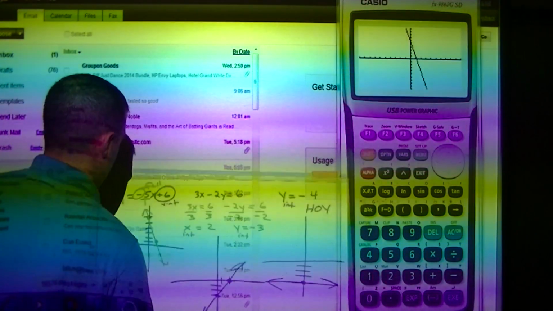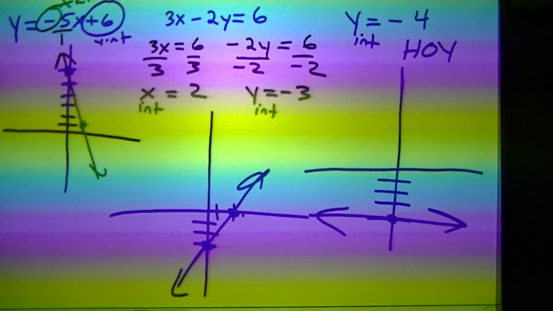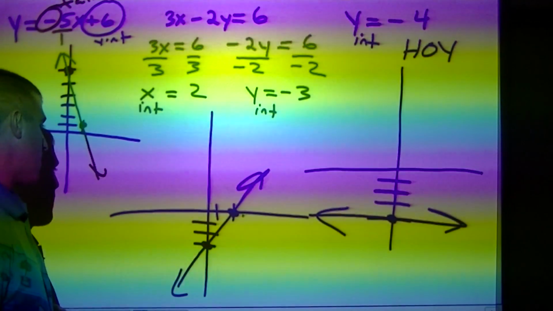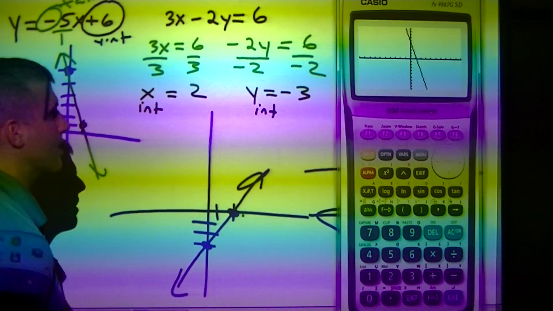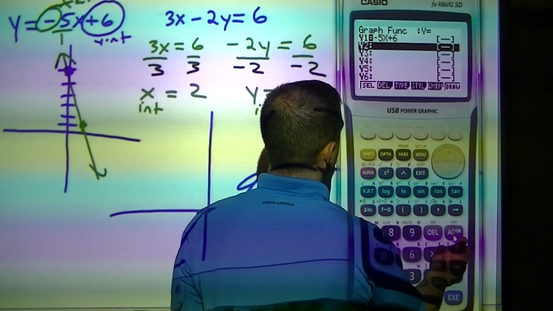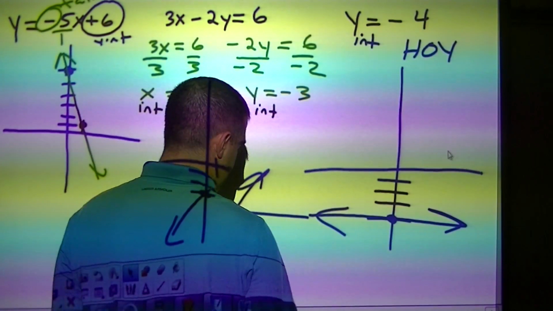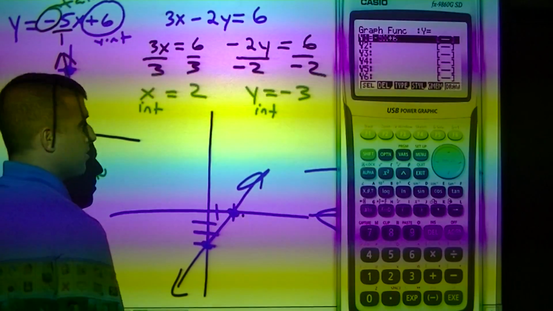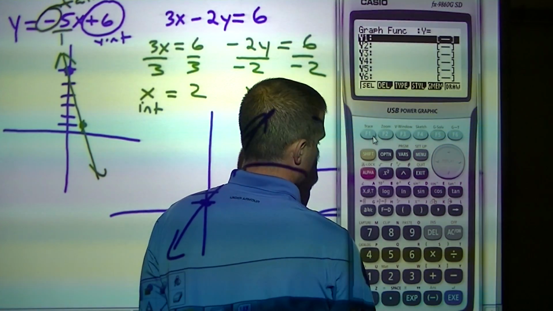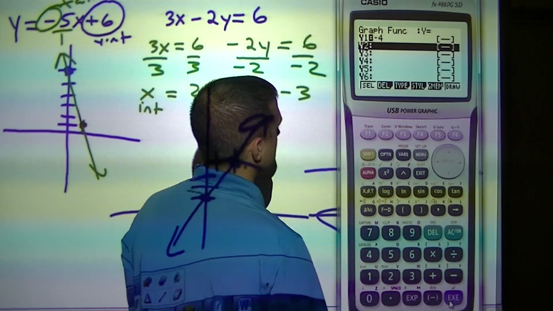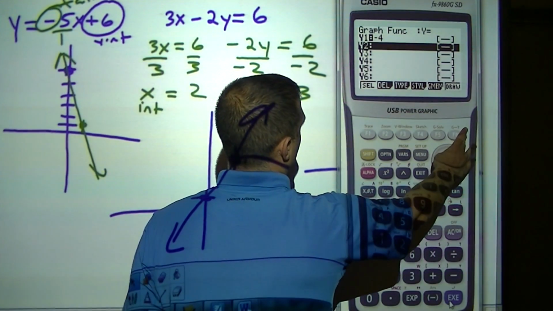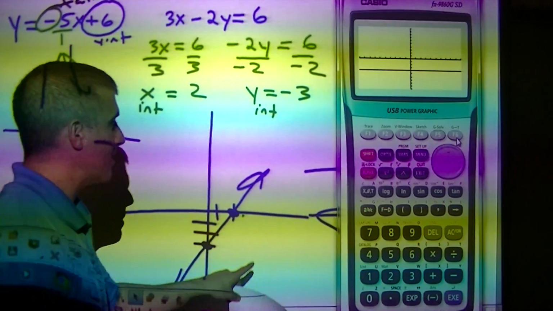You can actually graph that in the calculator. Okay? All right? I can graph y equals negative 4. Okay? And I'm going to hit draw. And that shows my line.